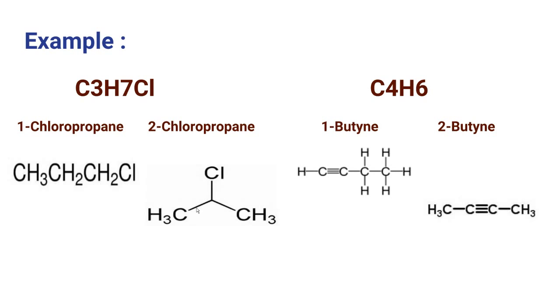Now here this is C4H6, this is an alkyne. The general formula of alkyne is CnH2n-2, n is 4, 4 into 2 is 8, minus 2, 6. So this is an alkyne, butyne. Now this is 1-butyne and this is 2-butyne. Here the triple bond is located on the first carbon, and here it is located on the second carbon. So they both are position isomers of each other.